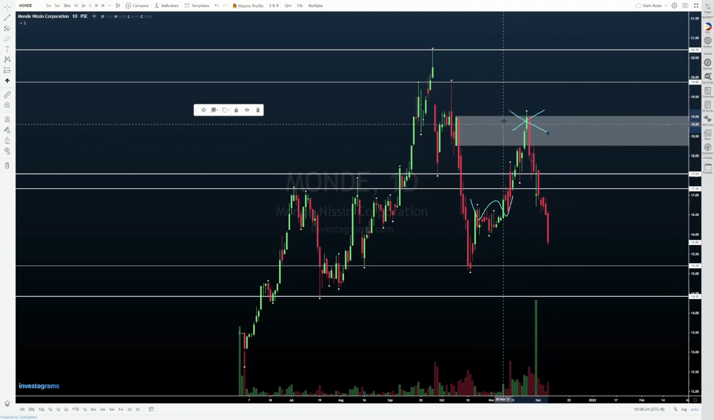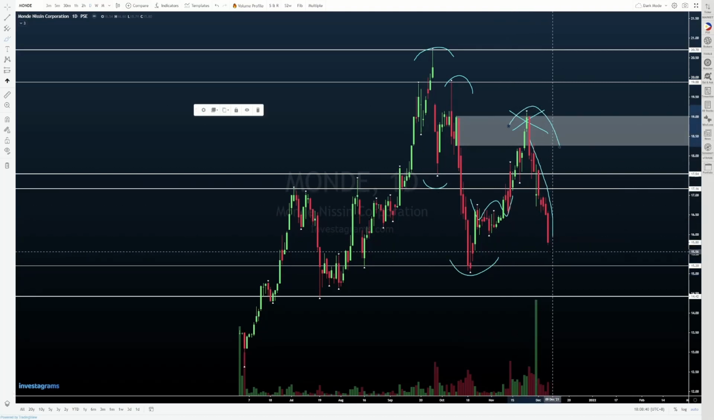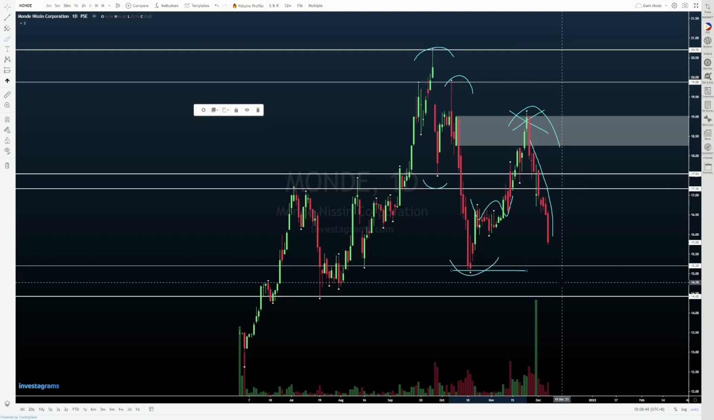Okay? Now, after we reacted from this area, nag-pull down na naman tayo. So, again, what does it look like now? It's looking like downtrend, di ba? High, low, di ba? Lower high, lower low, lower high. So, ang possible is from here, ang ayaw nating makita, assuming we want to be bullish sa Monde, is mabasag tong low na to. Again, bakit? Kasi textbook definition ng downtrend.